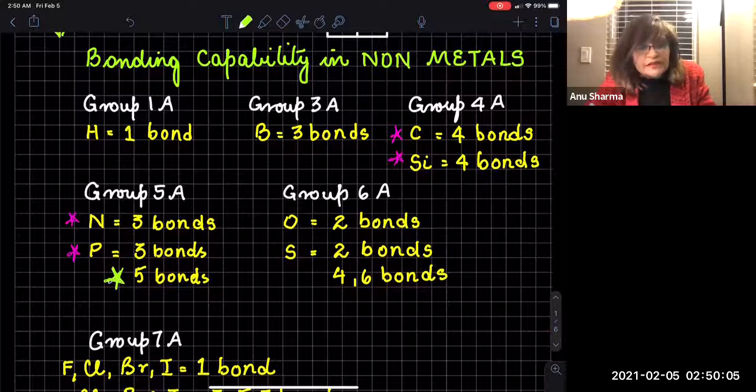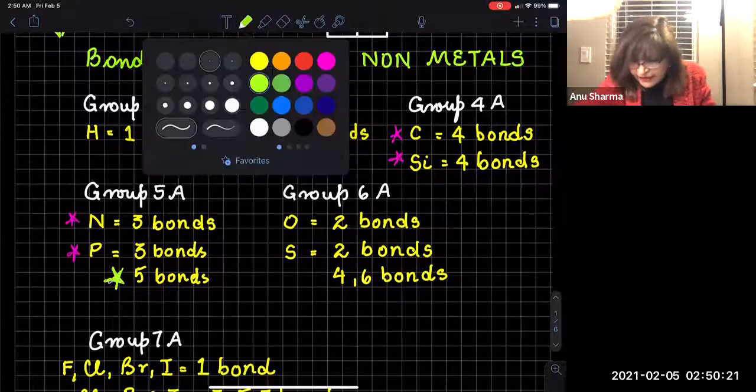Same story with sulfur. Oxygen will follow the octet. Oxygen is in group 6A. It can make 2 bonds, which means that it has 6 electrons already. It needs 2 more electrons to fill the octet. So that's why oxygen will be following the octet, yes.